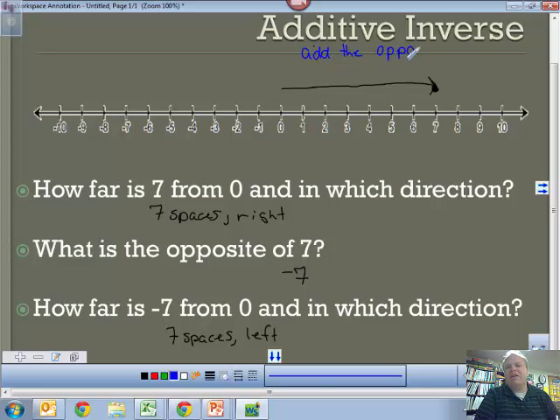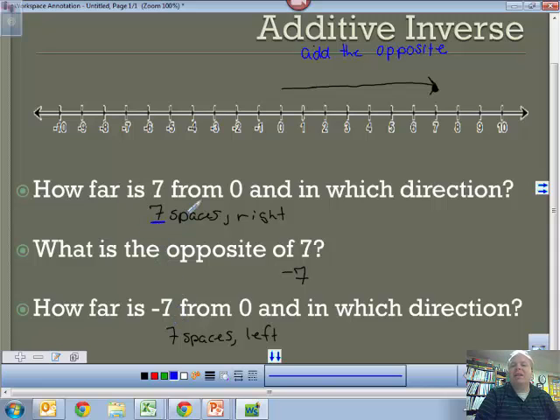Because the inverse, if I invert something, I flip it, or I'm looking at the opposite. So we're looking at the additive inverse, or add the opposite. Okay? So how did this work? Well, I had 7, right? The additive inverse of 7 is -7.